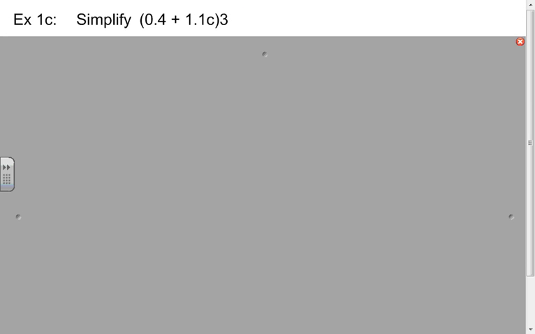Next example. This time, the thing that's on the outside is actually at the end instead of the beginning. But the process is the same. I take the 3 and I give it to the 0.4.